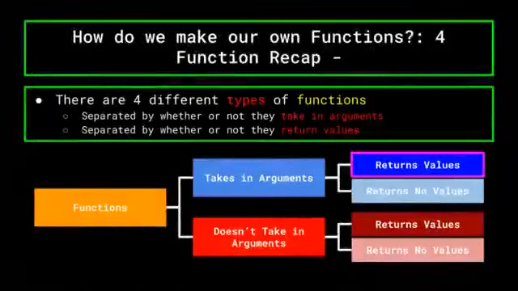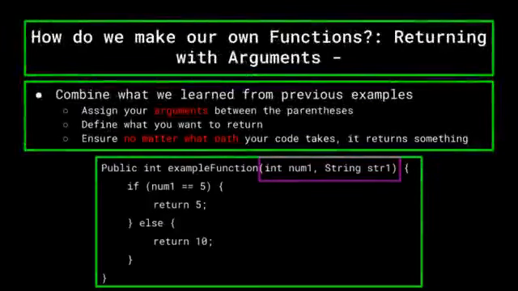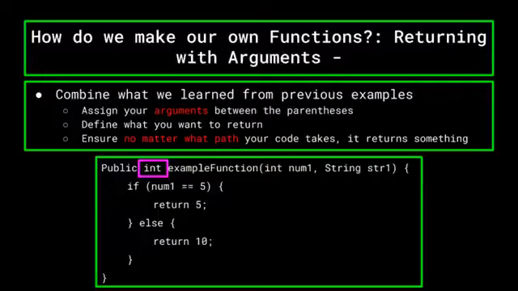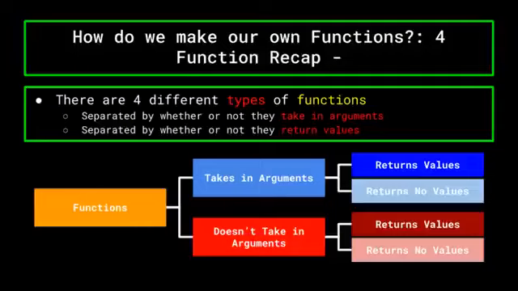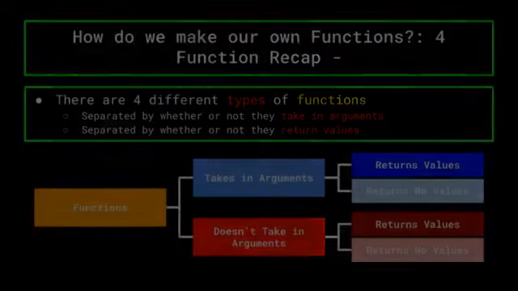The final type of function is one that returns variables and also takes in arguments. And for these, all you need to do is combine what we've learned from the previous cases. First, you assign your arguments in between the parentheses, making sure that you have also defined what type of variable you want to return, and then ensure that no matter what path the code takes, you're always returning that variable type. That concludes our discussion on functions. As you can probably tell, functions are an extremely vast subject area and require a little bit of practice to fully understand, which is why later on in this series we'll recommend some websites you can use to practice those more difficult topics.